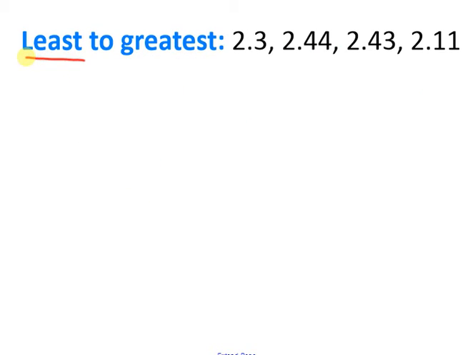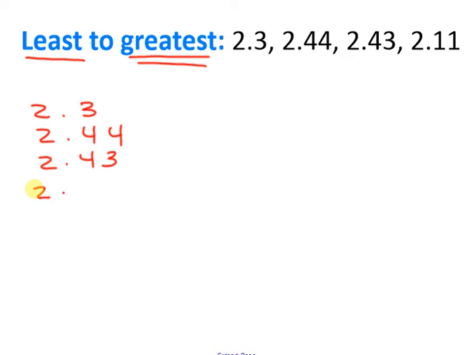All right, here we're going to go least to greatest as well. So I'm going to go ahead and line up the numbers, 2.3, 2.44, 2.43, and then 2.11. And it looks like I need to go back up here and add a 0 as a placeholder. Okay, so they all start with 2's. And again, I'm going least to greatest, so my next number is a 3, a 4, a 4, and a 1. Okay, so I'm going to focus on that 1 because that's definitely the smallest. So my first number is going to be 2.11.